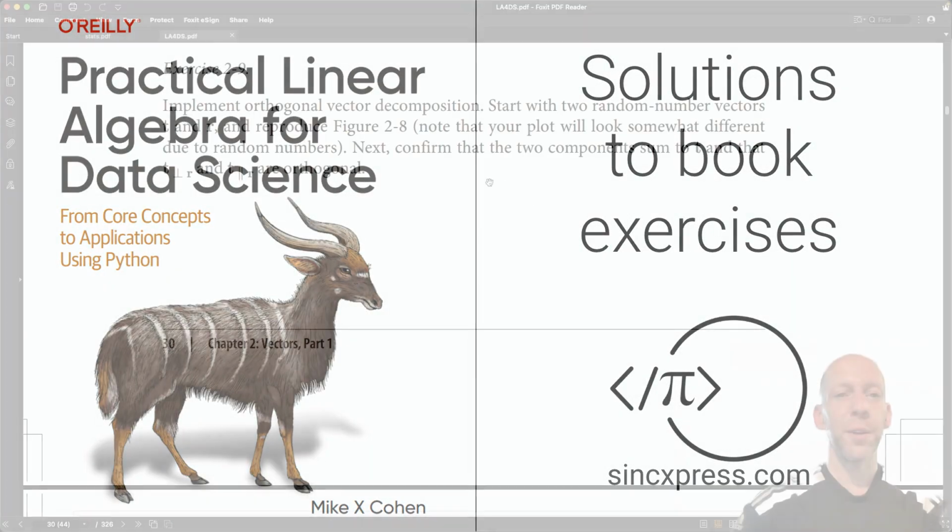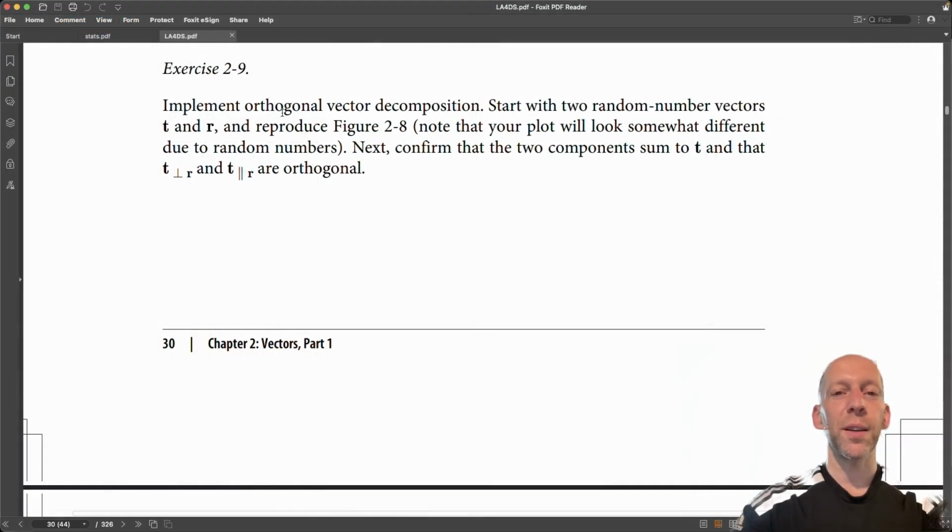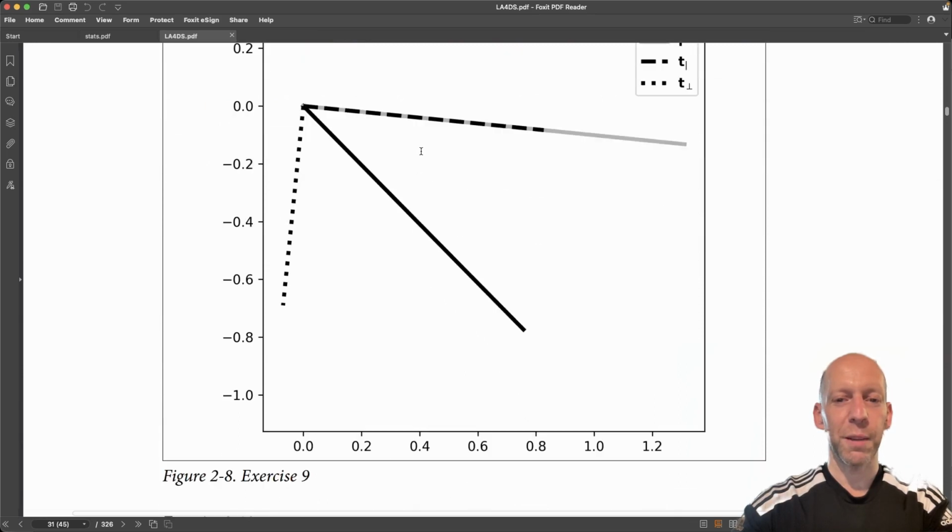Exercise 2.9. Here we want to implement orthogonal vector decomposition. So we start with two random vectors, vector t and vector r. And basically we want to reproduce figure 2.8. So let me just show you that figure.